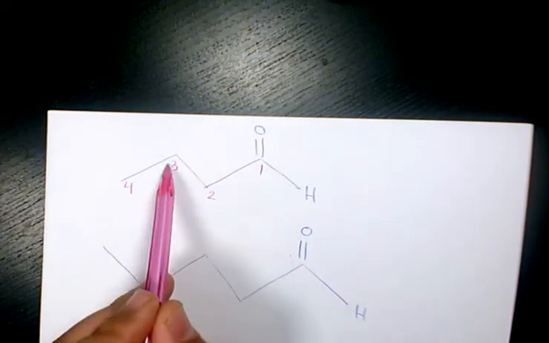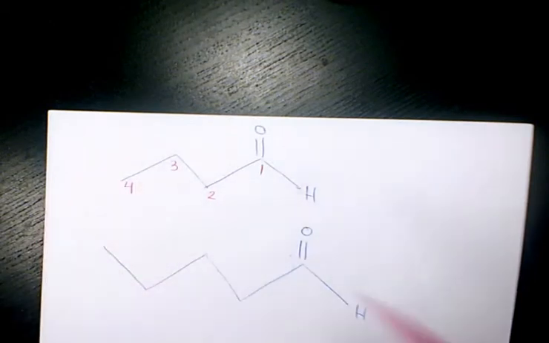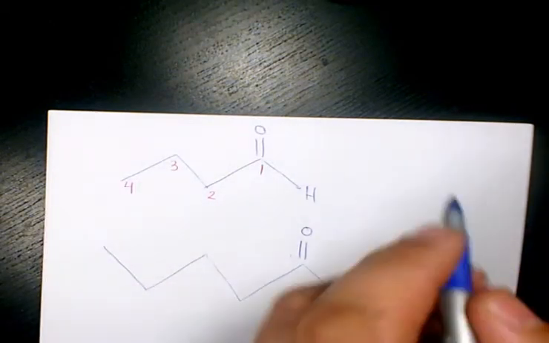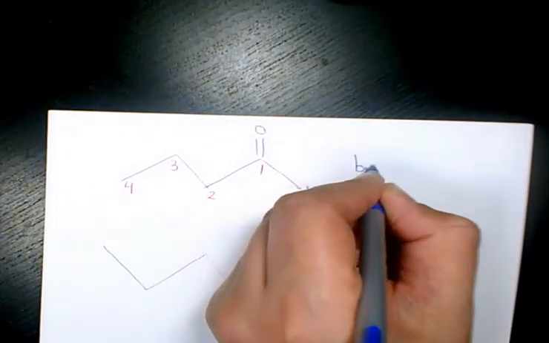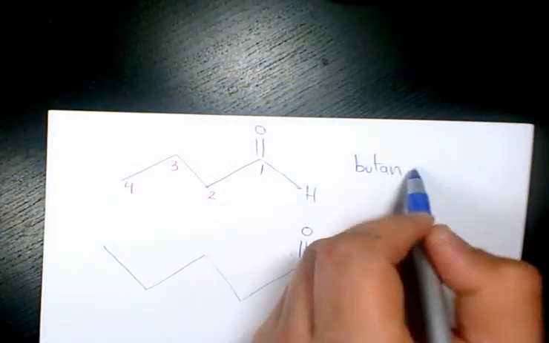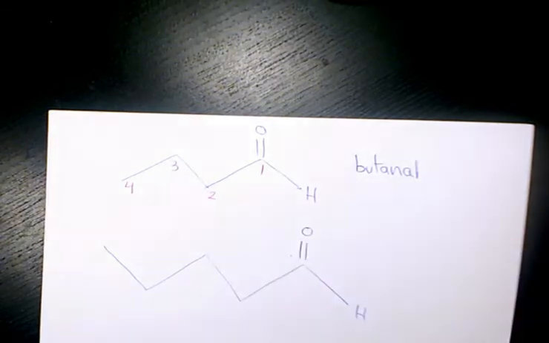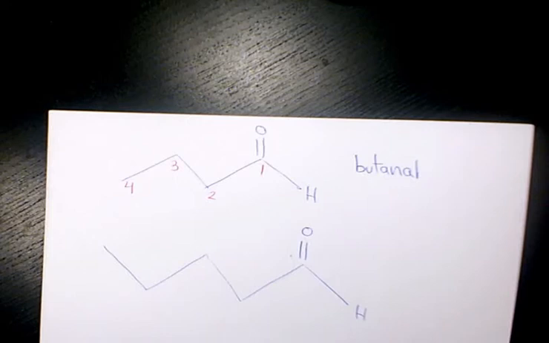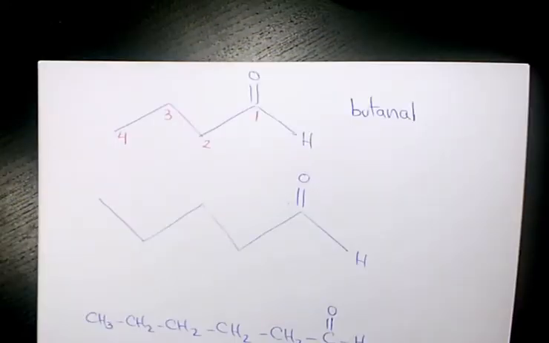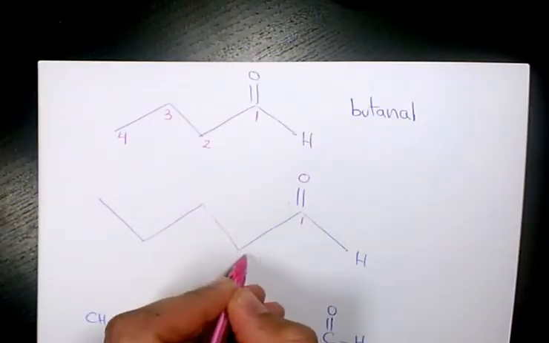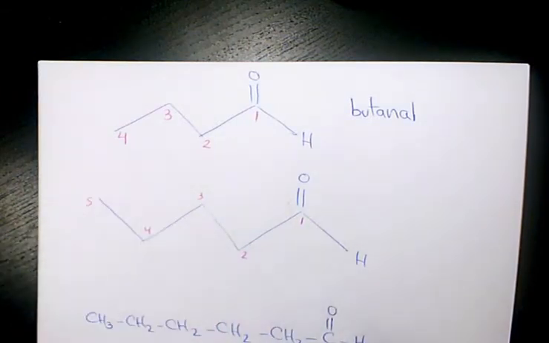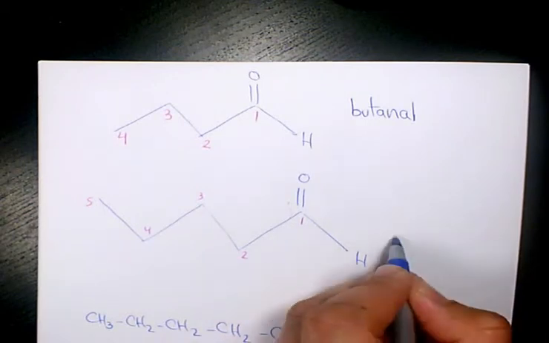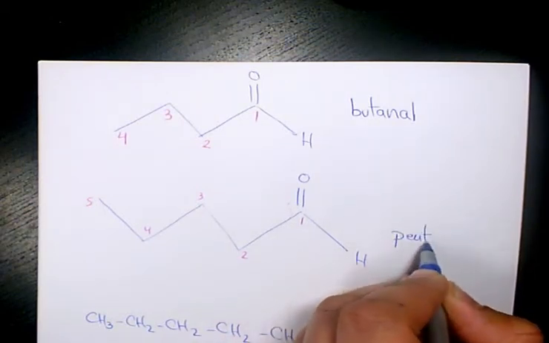So we have 1, 2, 3, 4. So it comes from butane. Instead of the E at the end, we add al. So butane, instead of the E at the end, I'm going to add al. So we have butanal. This is the name of this organic compound. Next one, we have 1, 2, 3, 4, 5. So we have 5 carbons, so we are dealing with pentanal.